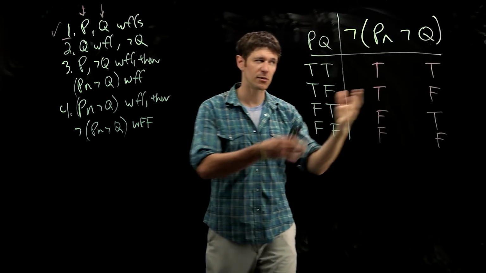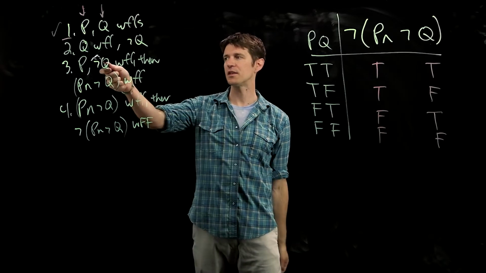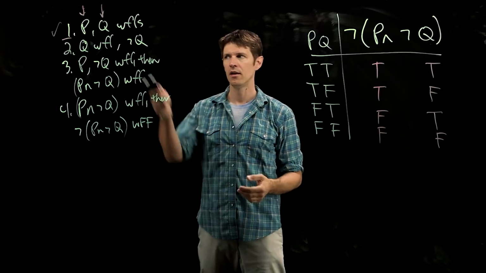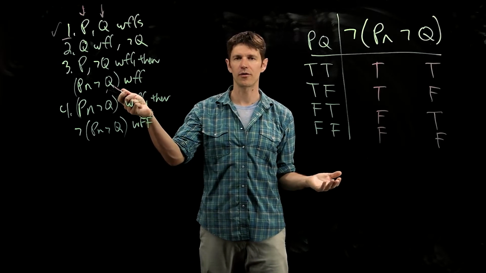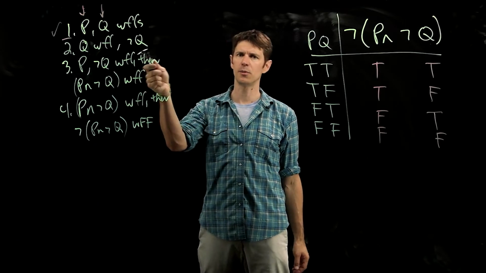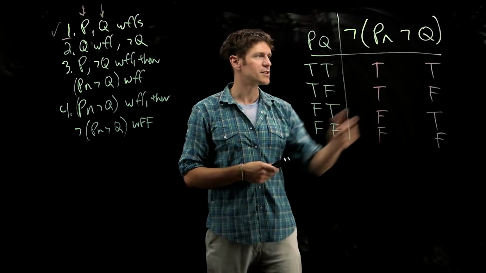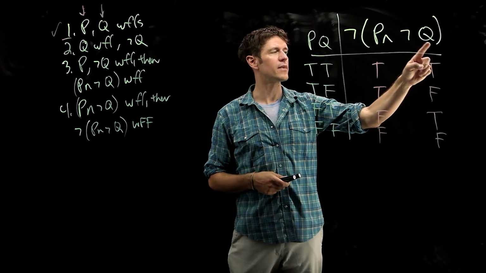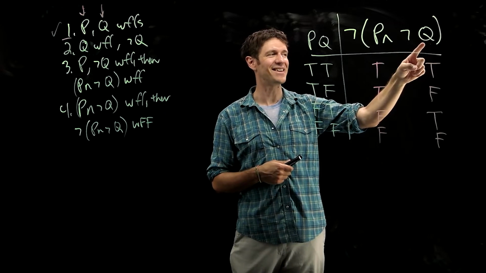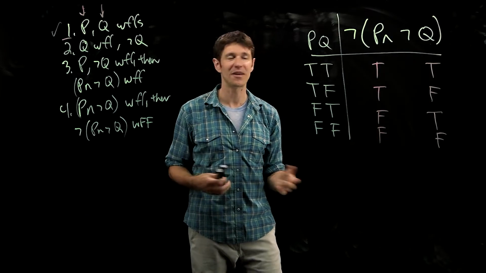Next, what should I do? I'm looking at it, I'm not quite sure. I'm going to go back to my construction over here. It says if Q is a well-formed formula, then not Q is a well-formed formula. This is telling me take the truth value of Q and determine the truth value of not Q. All right, I'll do that over here. So since Q is a well-formed formula, since Q is here, we're going to use the truth value for this column and determine the truth value of not Q.